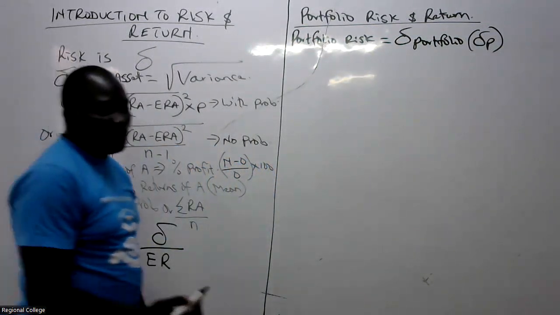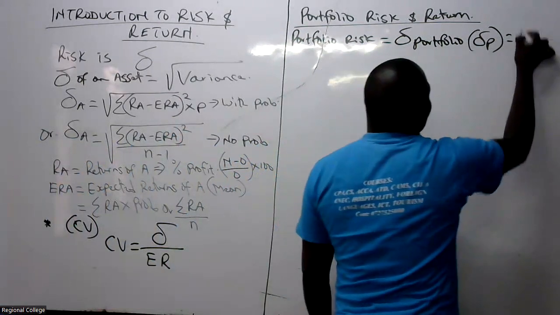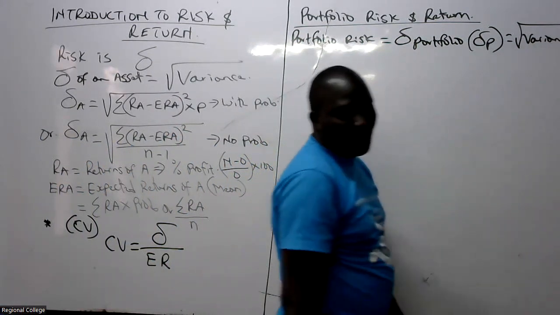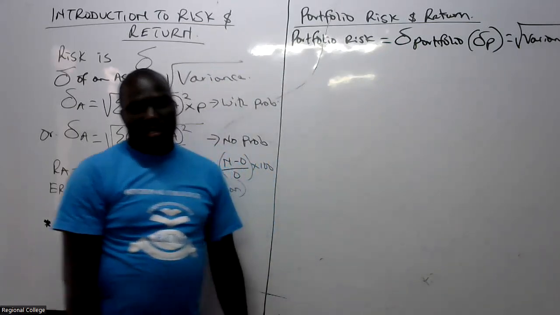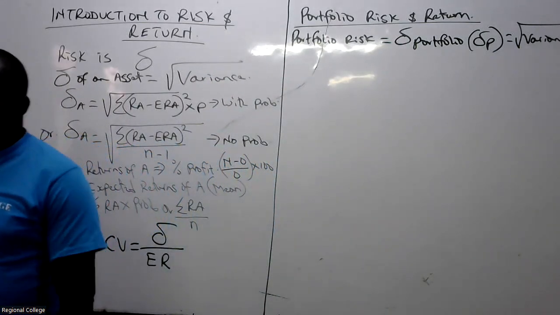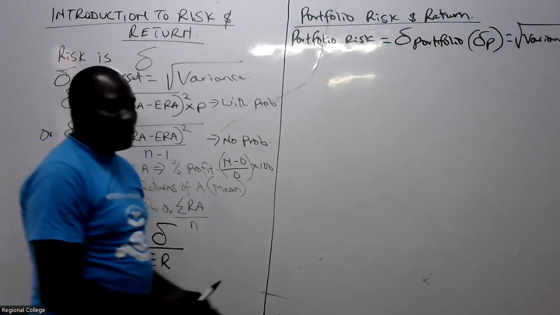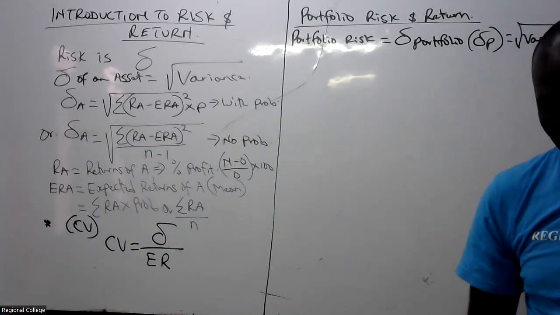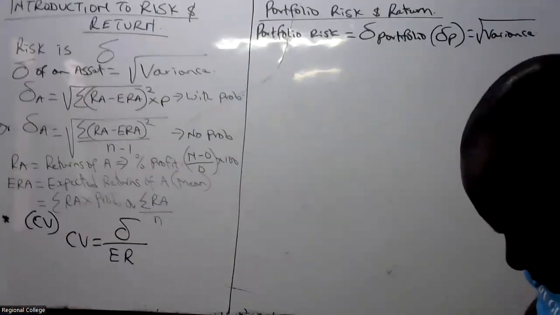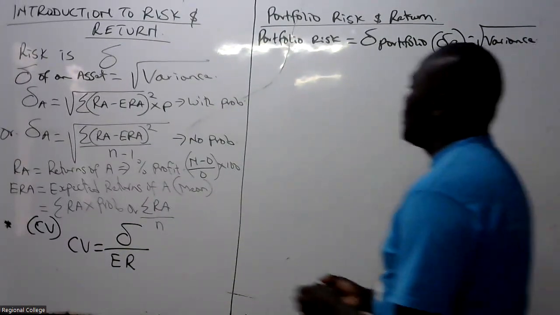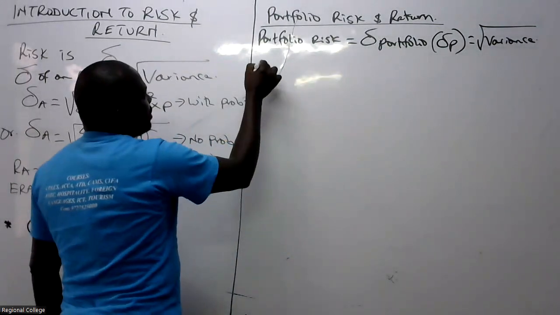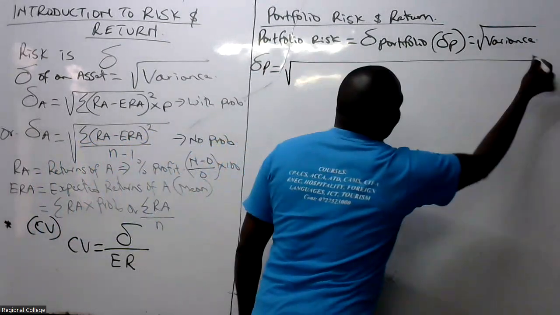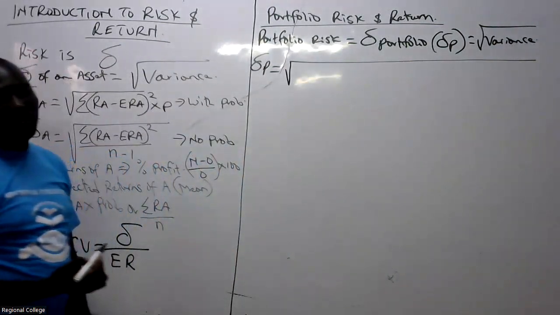And the standard deviation of the portfolio equals the square root of what? Square root of variance. Anytime you're talking about the standard deviation, it shall always be the square root of variance. So now, standard deviation of the portfolio equals the square root of the variance.